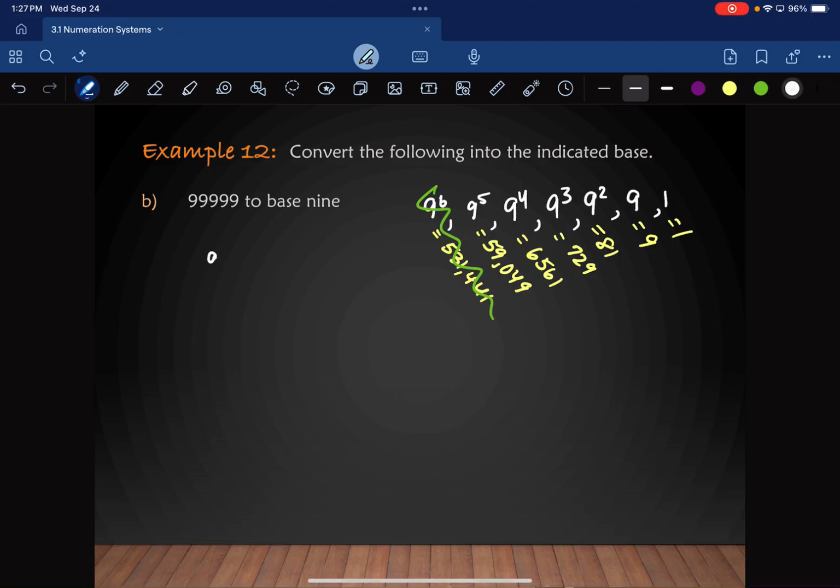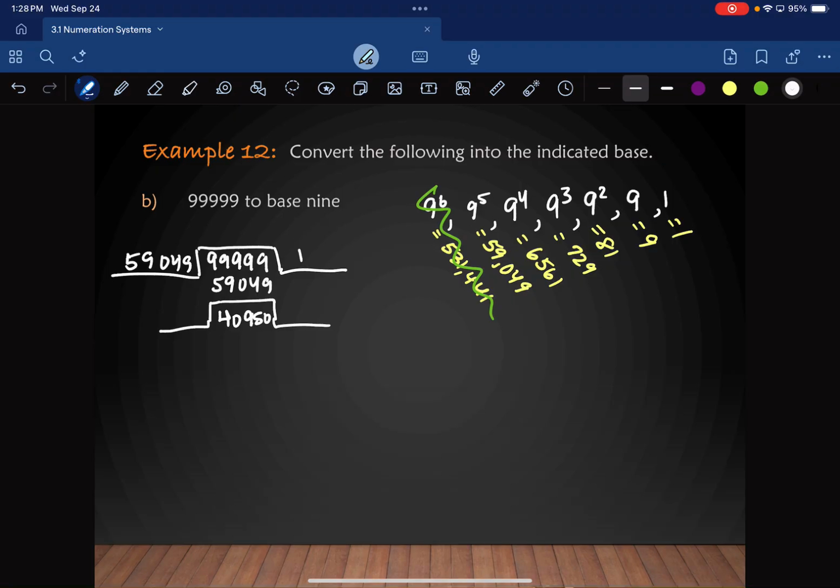So we're going to start with our 99,999 under our top hat and our 59,049 as our division factor. So how many 59,049s are there in 99,999? 1. And when we subtract, what do we get? Looks like I have 40,950. Yep, that's what I have too.